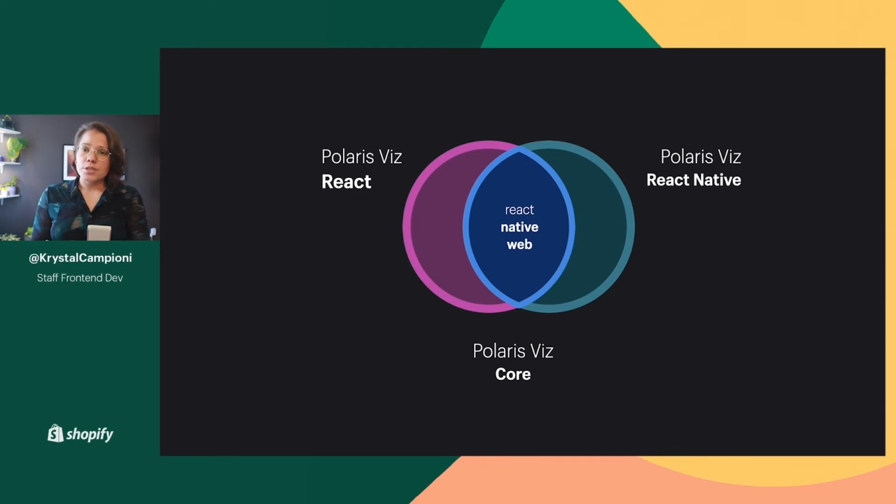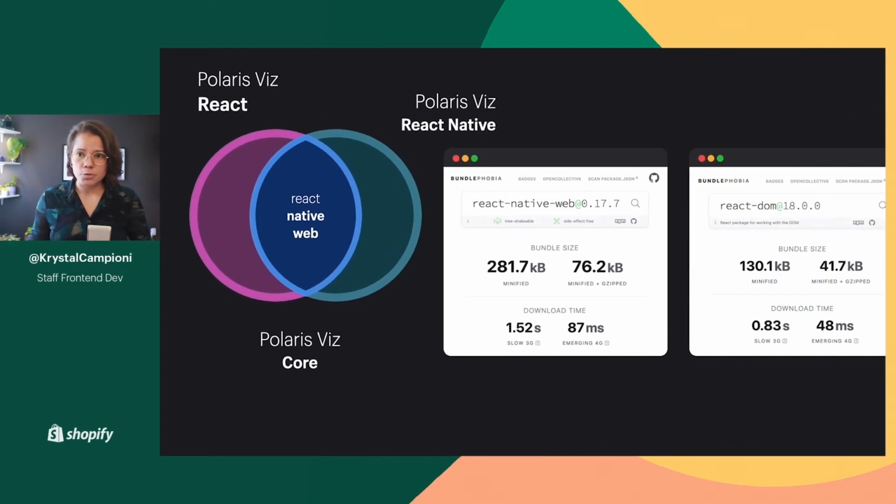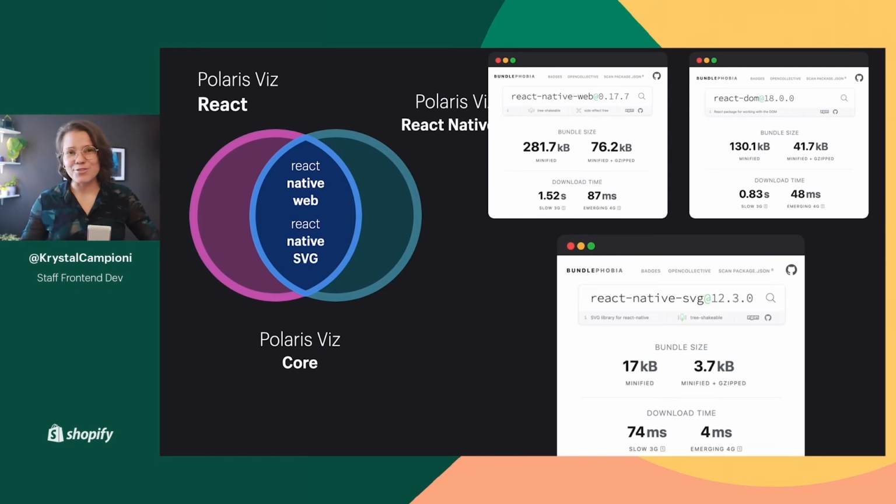The problem with this approach is that not only Polaris Viz React Native would need React Native Web as a dependency, but also the original implementation for web, as it would also be using the native components that live in core. This might not seem much, but if we compare the bundle size of React DOM, you can see that React Native Web is almost double the size. And remember that we talked about React Native not supporting SVGs out of the box? That means that the web version of Polaris Viz would also need React Native SVG as a dependency. And these things add up.